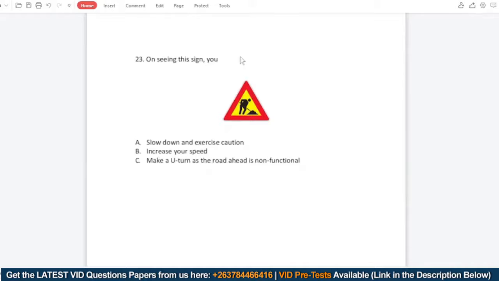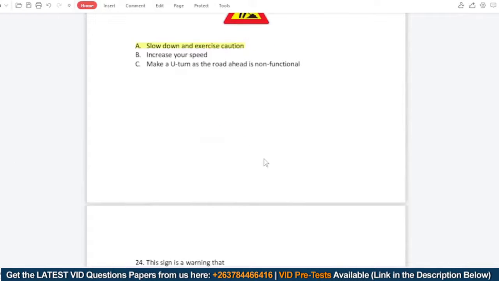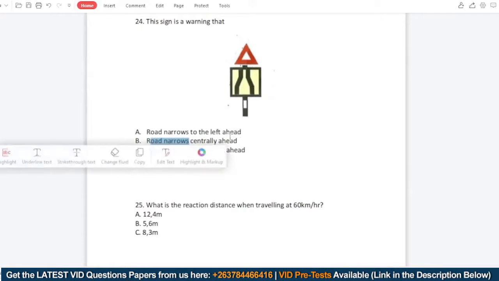Number 23, on seeing this sign, option A, you slow down and increase caution, which is true. This is a workers ahead sign. Number 24, this sign is a warning that the road narrows centrally. As you can see, road narrows centrally. It's different from road narrows to the left.